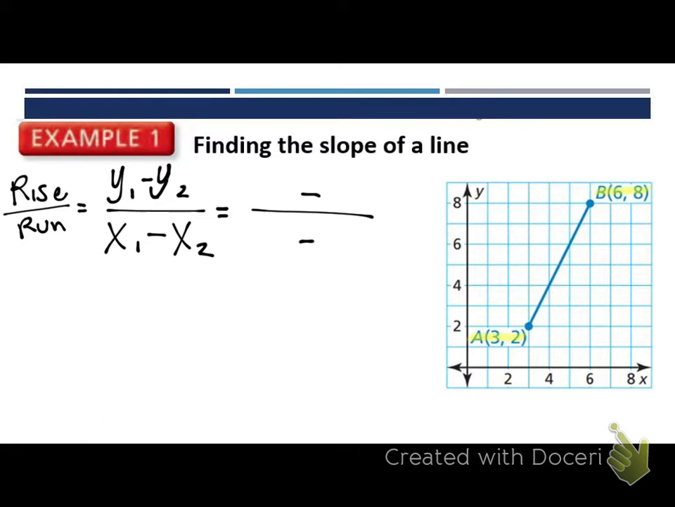So which one of these do we want to call our first coordinate, A or B? You want to call B our first coordinate? We can. I think that's not very fun, but it's fine. We've labeled it. It is what it is. He wanted to be interesting. So we're going to call (6, 8) x1, y1, and (3, 2) x2, y2. So what is my first y? 8. And then my second y? 2.